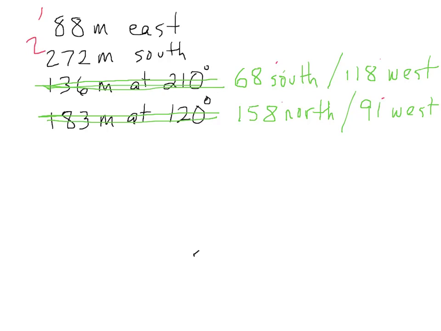So my first vector is an east vector, 88 east. So I'm going to combine that with the west vectors, but leave out the south and north ones for now. So we've got an 88 east, but we've got a whole lot more west. So how much is that?